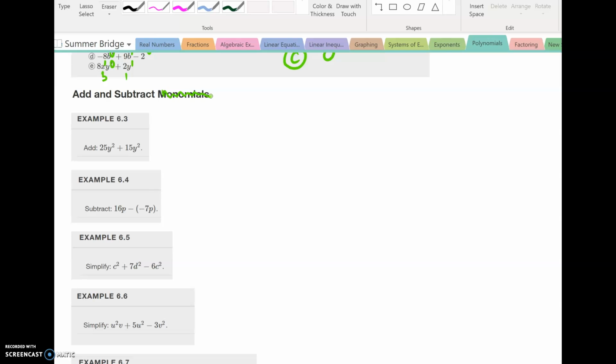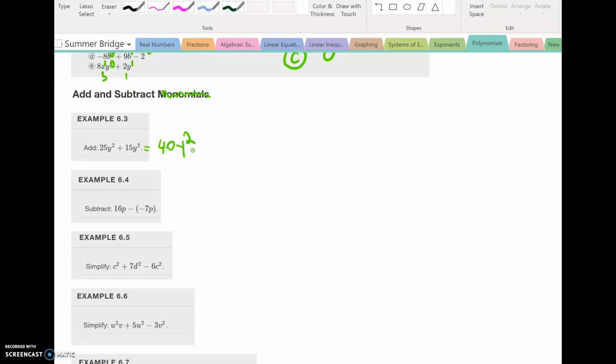the first example is adding two monomials together. And what you're looking for is really if the variables are the same and the exponents are the same. Meaning you say, are they the same degree? And the answer in this case is yes, because I have a y squared and a y squared in the second term. They are like terms, so we would just add the coefficients together. 25 plus 15 is 40, and so that would be 40y squared.